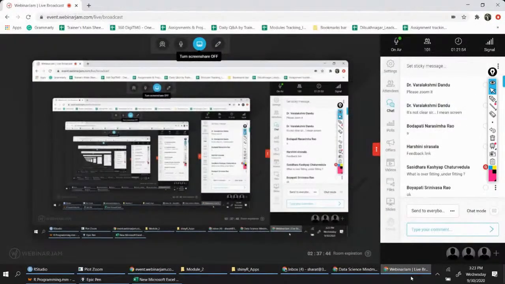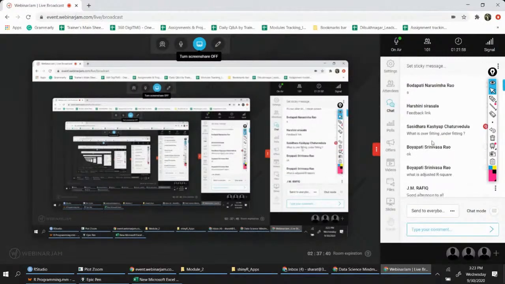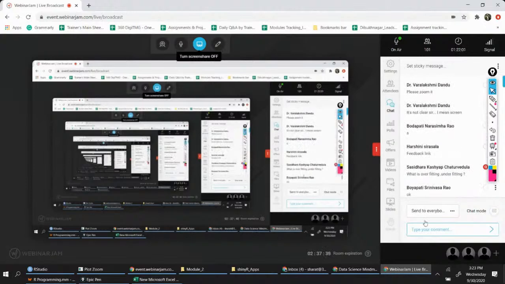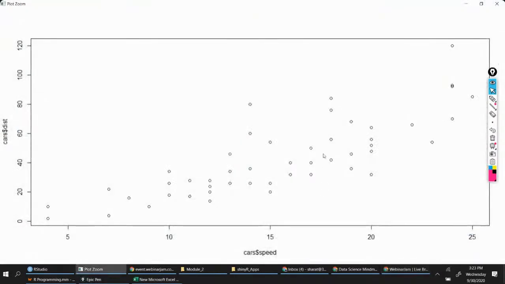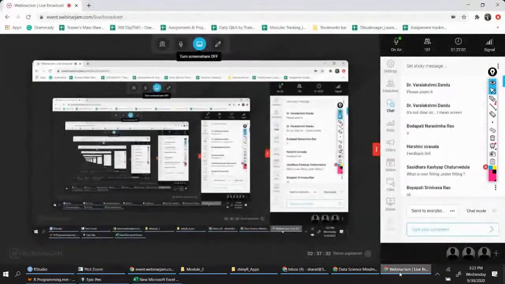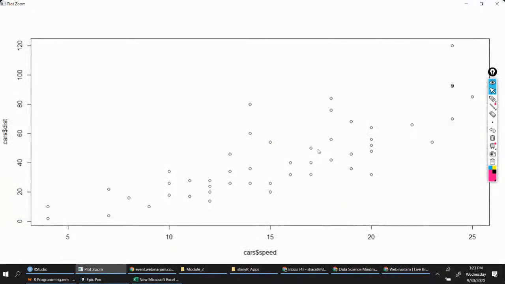The screen is not clear. Only for you, I guess. Others, please comment. Is the screen clear? Okay, I'll zoom in. That's okay. I hope you're not attending from mobile. If it is from mobile, you won't be able to understand anything.